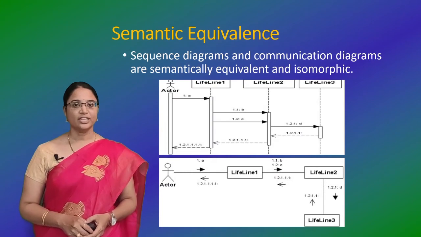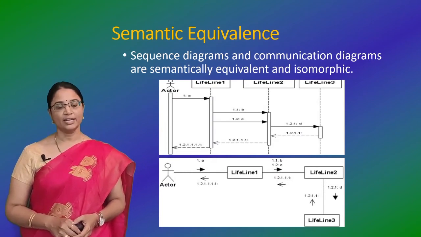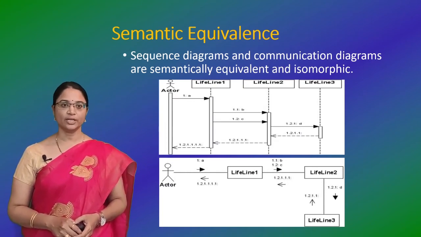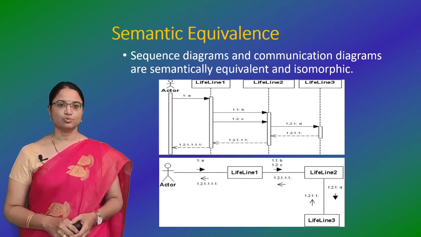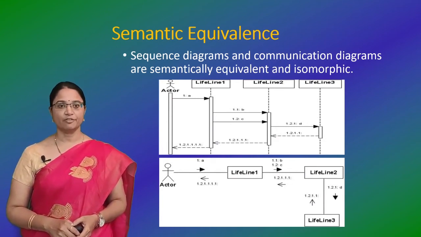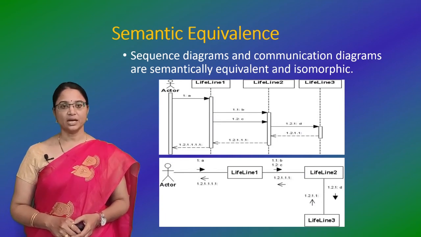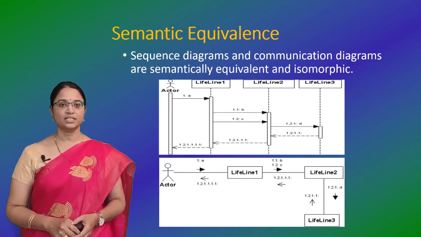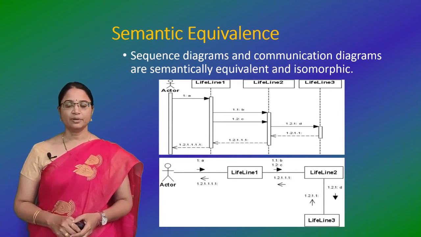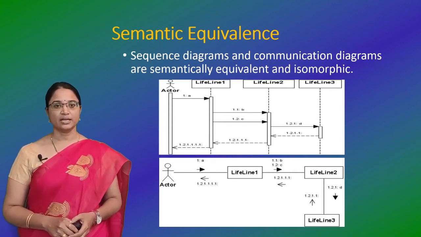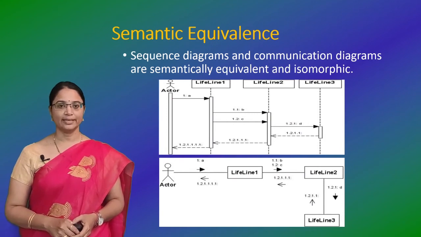As a result, you can take a diagram in one form and convert it into another without any loss of information, as you can see in the previous two figures, which are semantically equivalent. However, this does not mean that both diagrams will explicitly visualize the same information. For example, in the previous two figures, the communication diagram shows how the objects are linked.